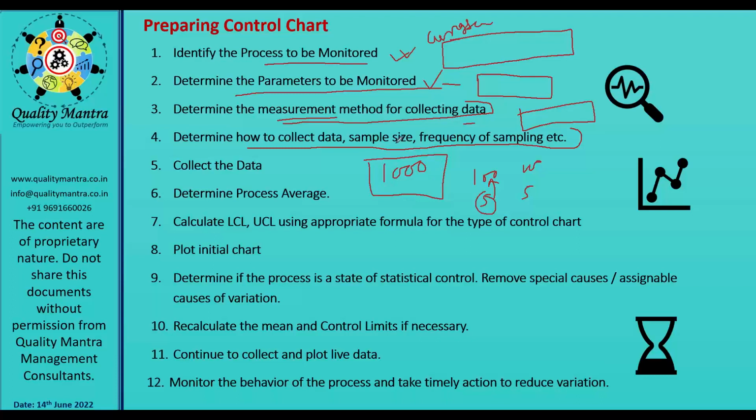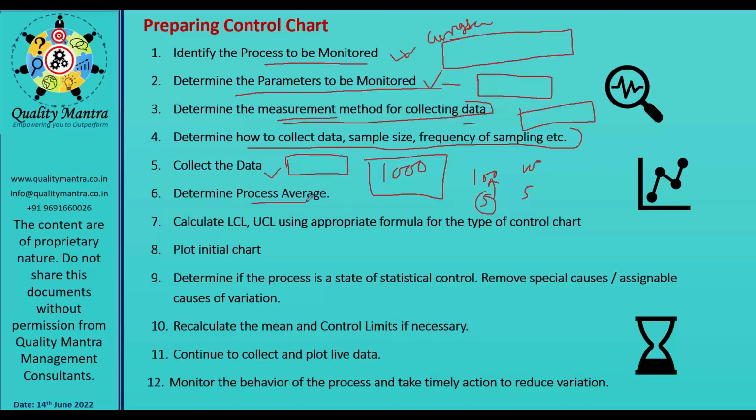What is the sample size? Frequency of sampling. Then you start collecting the data. You note it down on the check sheet. You prepare a check sheet. You collect the data. Now, because you have to calculate the LCL, UCL and the average, you need to make the trial control chart first. For that you need to collect the data, and afterwards it's live plotting. एक बार आपको average, LCL और UCL कैलकुलेट करने के लिए डेटा कलेक्ट करना पड़ेगा. उसके बाद it will be plotted live based on that average and the LCL and UCL.